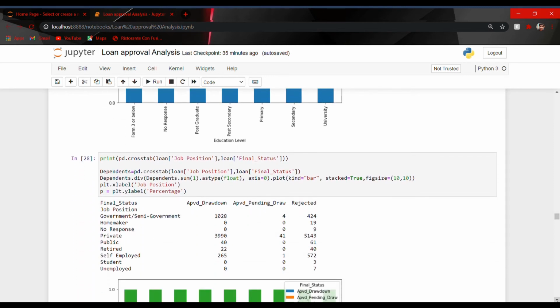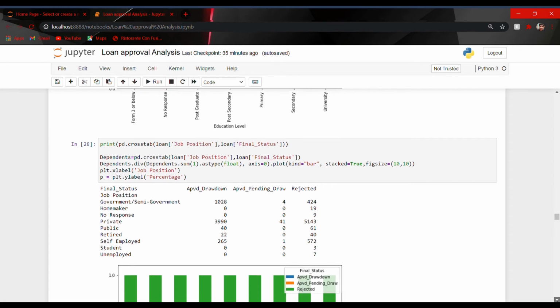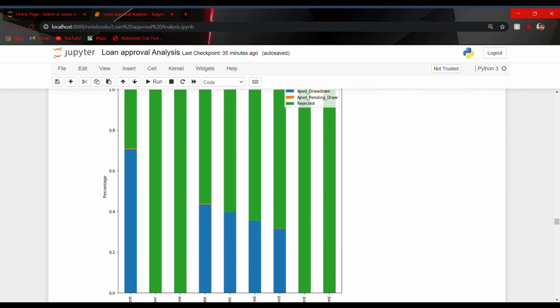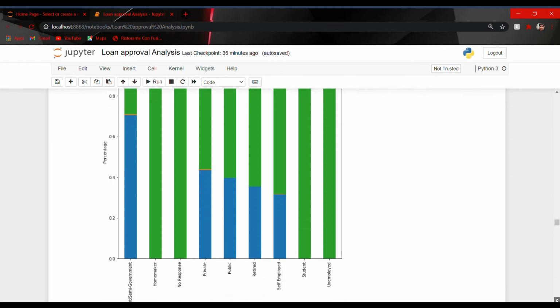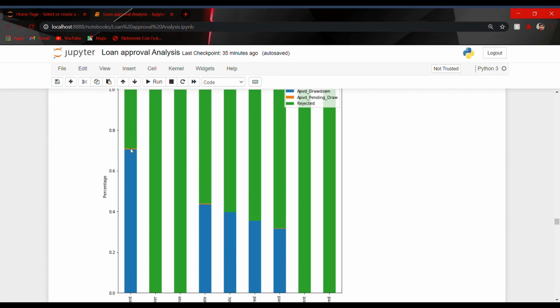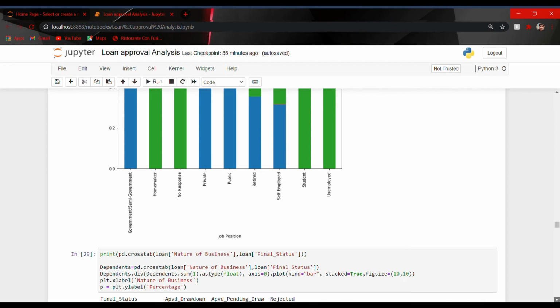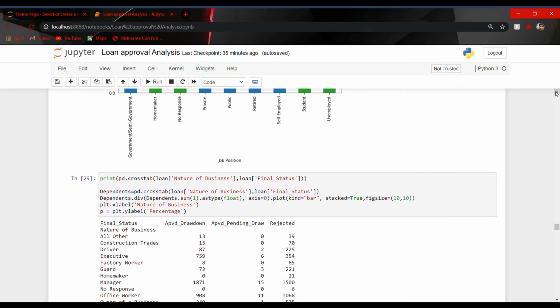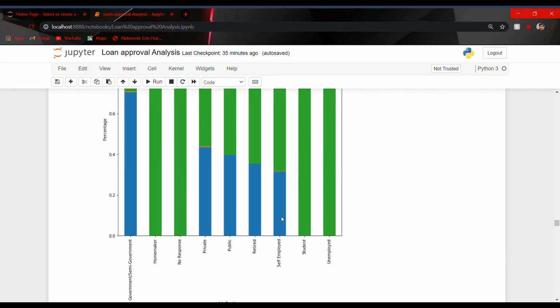Now a similar analysis is done by me for job position. As you can see, the person who belongs to a government job or semi-government job has the highest chances of getting their loan accepted, while the lowest chance of getting their loan rejected. And as you can see, the people who are unemployed, those who are students, those who have not written their employment status, or those who are homemakers, have the highest chance of getting their loan rejected.